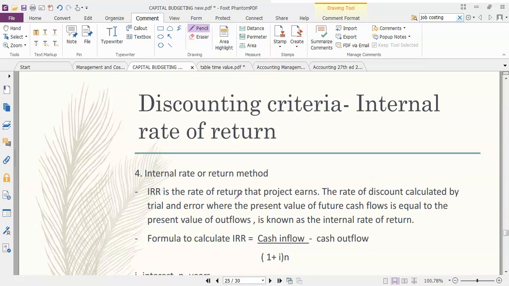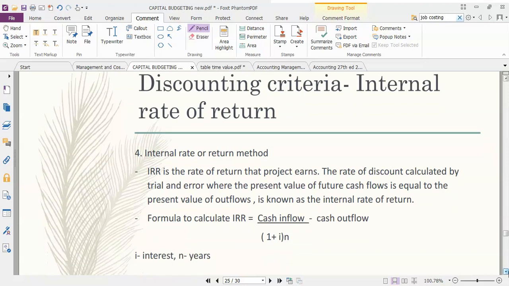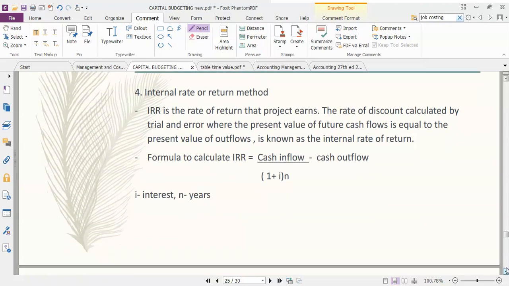Kalau internal rate, how to calculate the internal rate of return? Okay, the rate of discount calculated by trial and error, where the present value of future cash flow is equal to the present value of outflow. It's known as the internal rate of return. Okay, how to calculate the IRR is cash inflow divided with 1 plus I to the power n, minus cash outflow. So I is interest and n is yield.